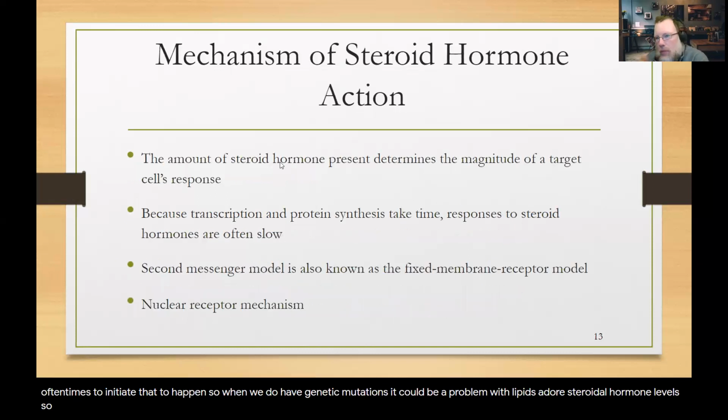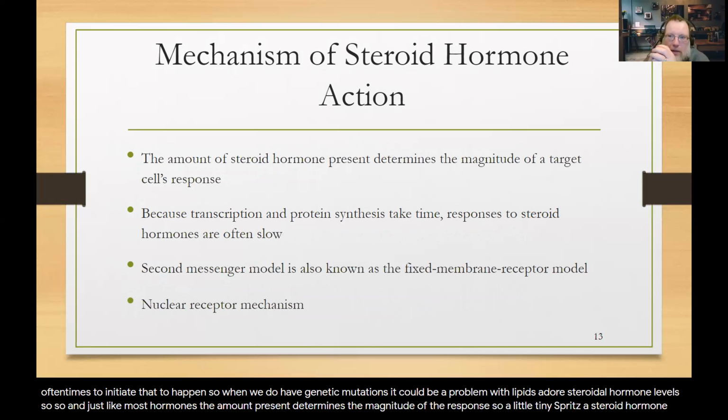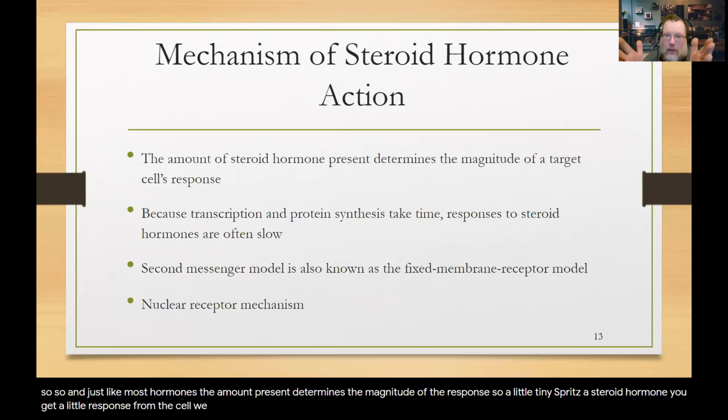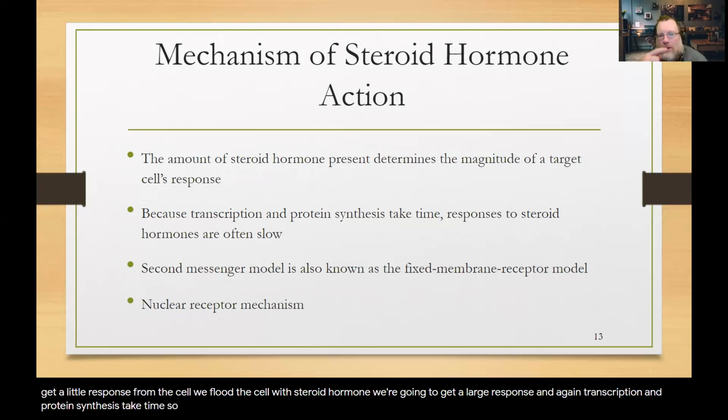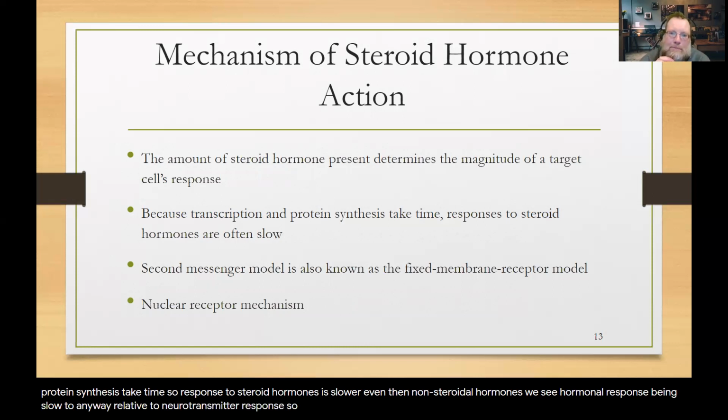Okay, and just like most hormones, the amount present determines the magnitude of the response. So a little tiny spritz of steroid hormone, you get a little response from the cell. We flood the cell with steroid hormone, we're going to get a large response. And again, transcription and protein synthesis take time. So response to steroid hormones is slower even than non-steroidal hormones. We see hormonal response being slowed anyway relative to neurotransmitter response.